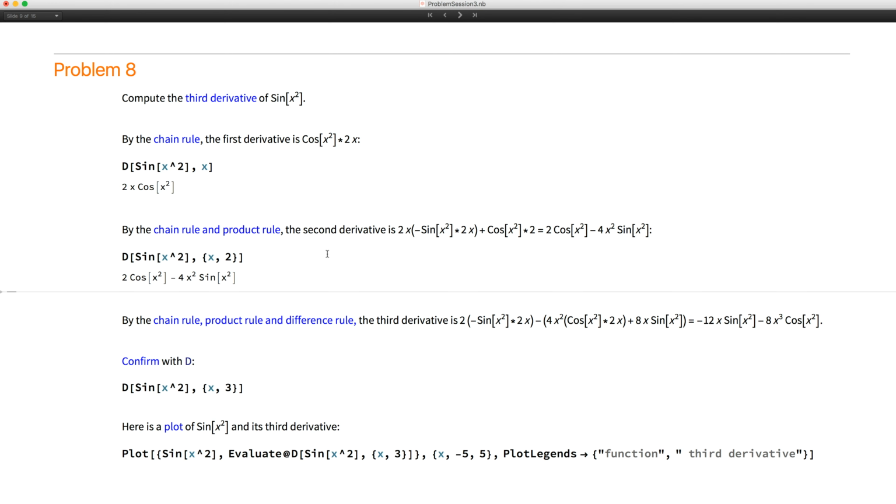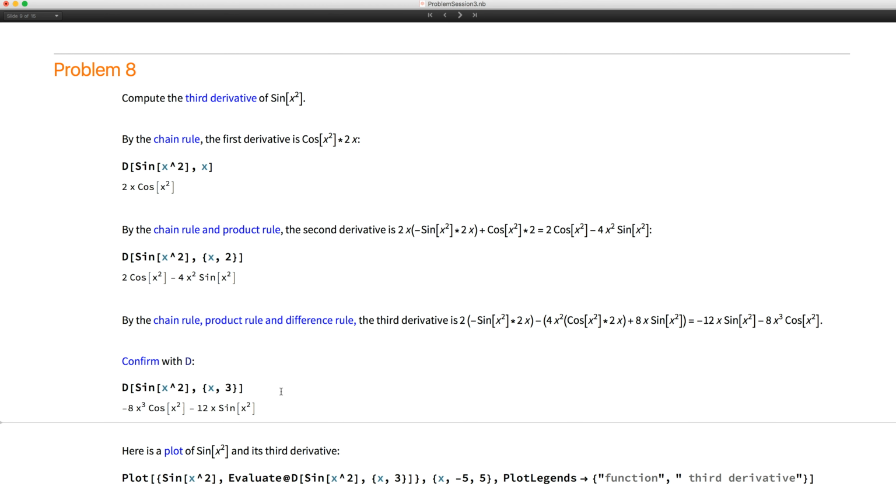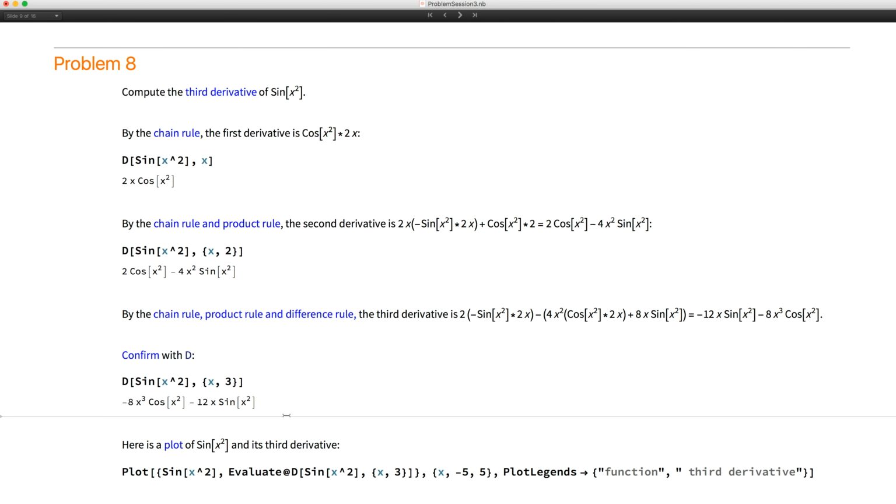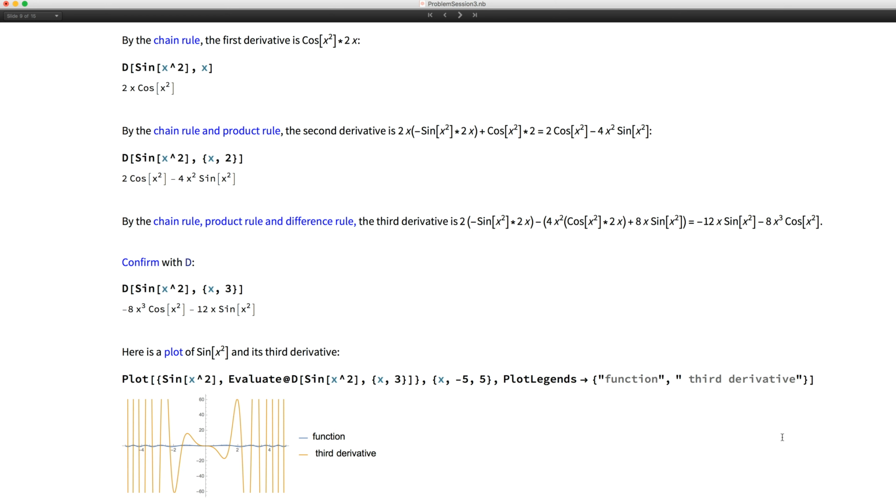And then finally you can apply three rules, the chain rule, the product rule, and the difference rule to find the third derivative and confirm the answer with D. So here's a plot of the function and the third derivative.